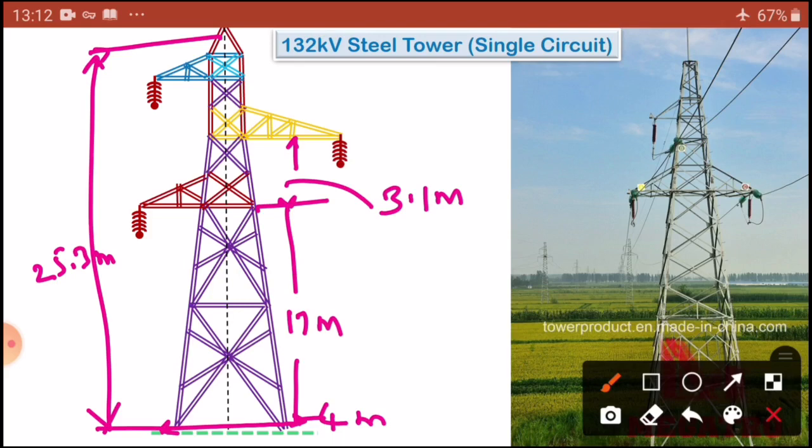Now in this case I am going to draw this end and this length, the distance from these two, so nearly 2.6 meters. So these all dimensions you have to remember. You will not be given them in the exam, you have to remember in 132 kV what is the base length, 4 meters, what is the total height, 25.3 meters, what is the first phase, from ground to here, 17 meters, and from this phase to this phase what is the distance, 3.1 meters. Okay, now this phase to this, 2.6 meters. So height we found it.